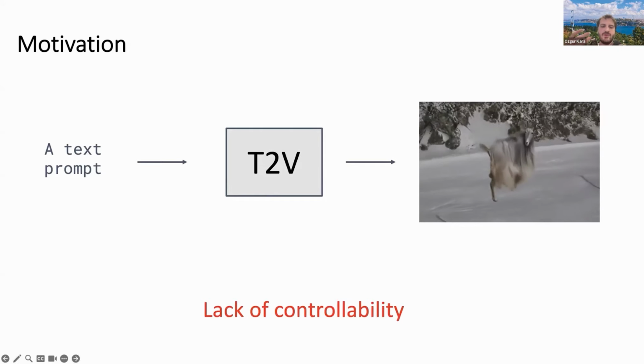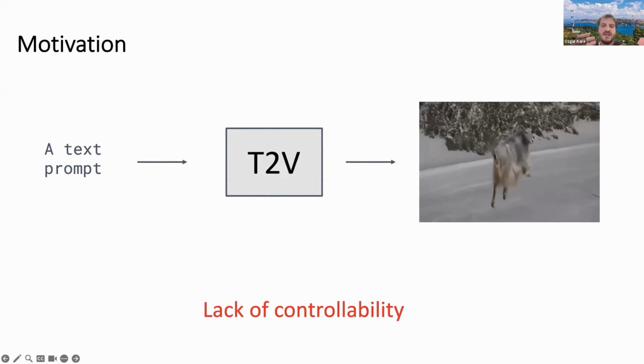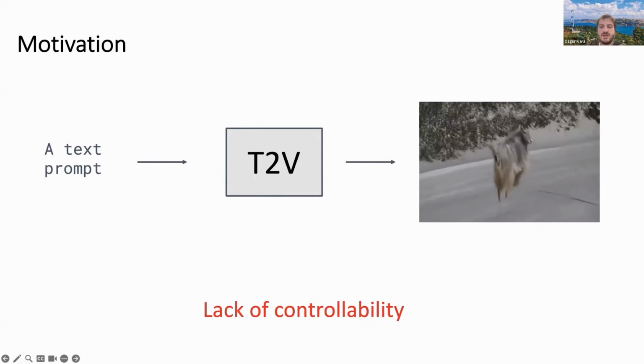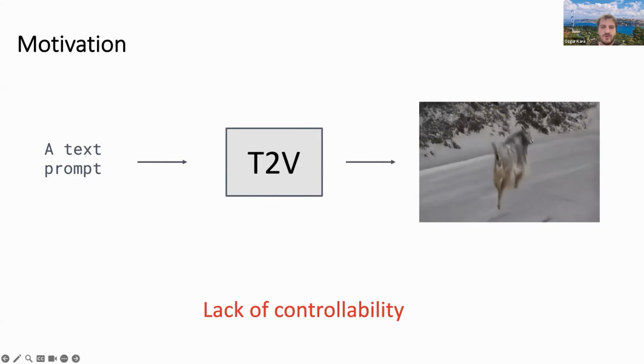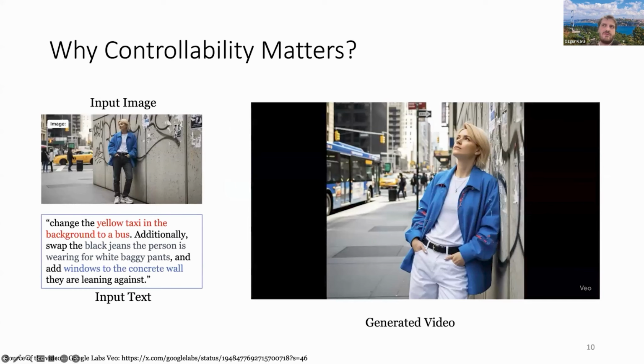So there are some properties that you can't just indicate in a text prompt, but you need more user-friendly and more flexible types of controls in the generation process. And in terms of why this controllability matters, consider a scenario where you have a specific input image and you might want to keep the person exactly as they are, but change the background context entirely. Or you might want to edit some specific attributes, change the taxi to a bus, swap black jeans to white baggy pants, as I showed in the previous example.